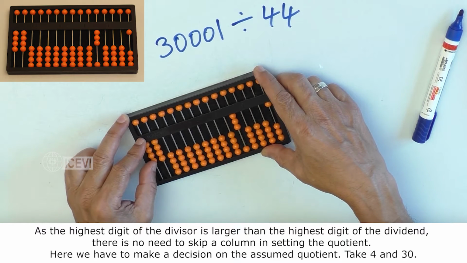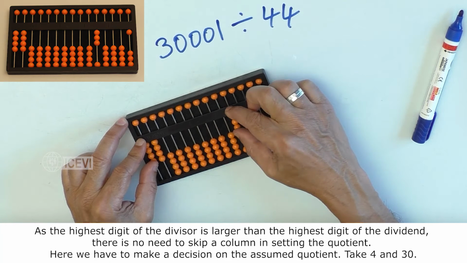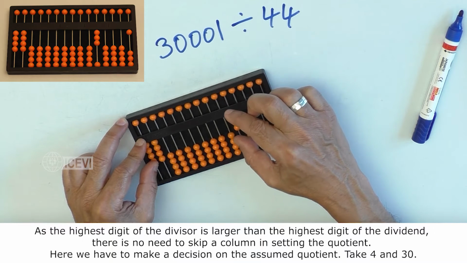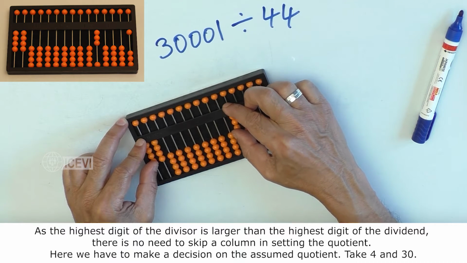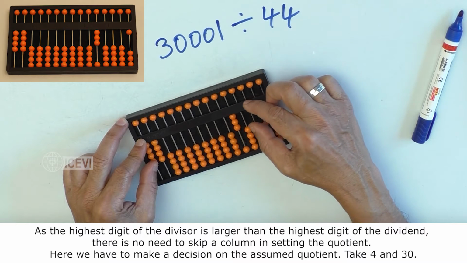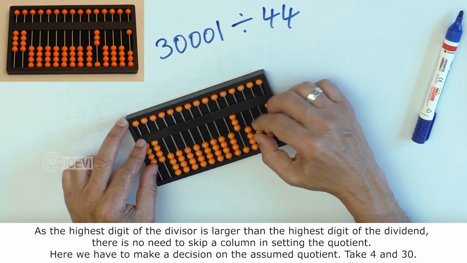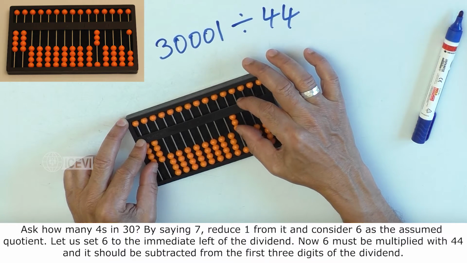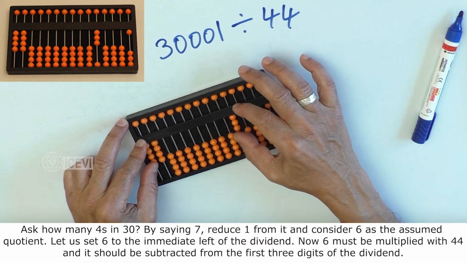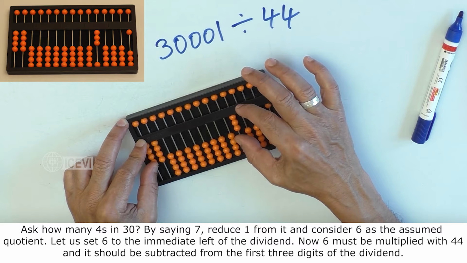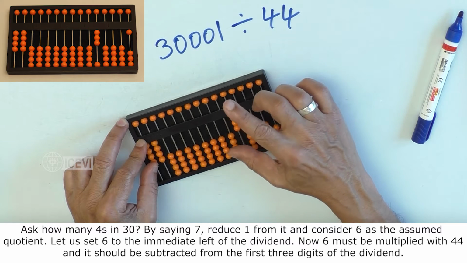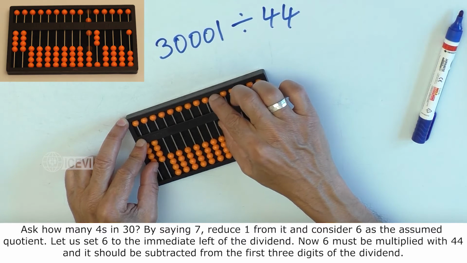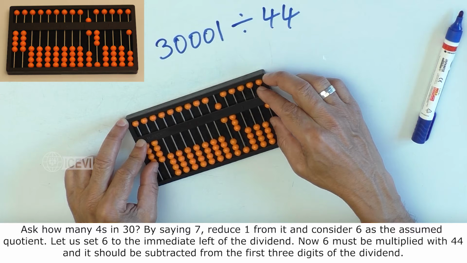As the highest digit of the divisor is larger than the highest digit of the dividend, there is no need to skip a column in setting the quotient. Here we have to take a decision on the assumed quotient. Take 4 and 30. Ask how many 4s in 30. By saying 7, reduce 1 from it and consider 6 as the assumed quotient.